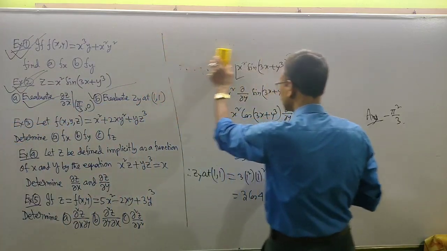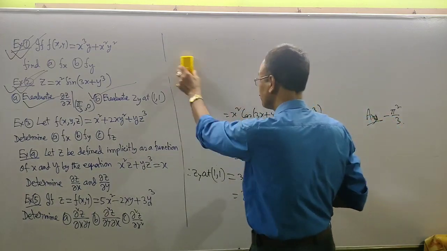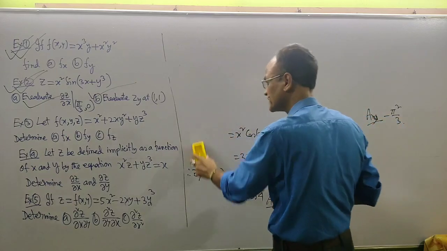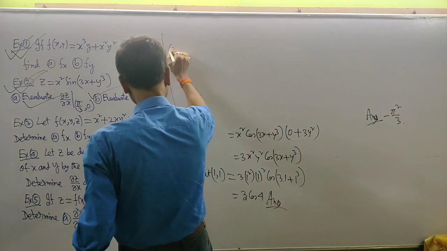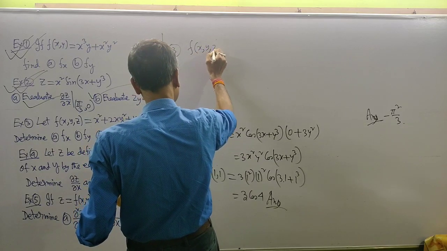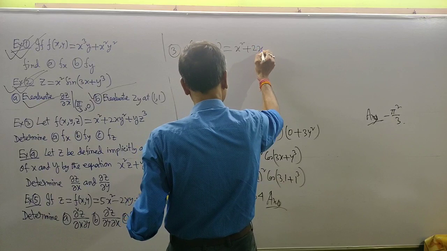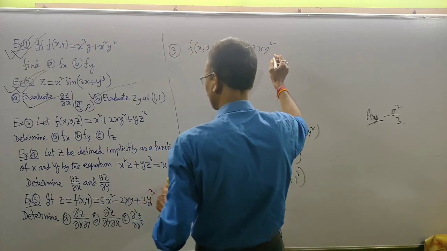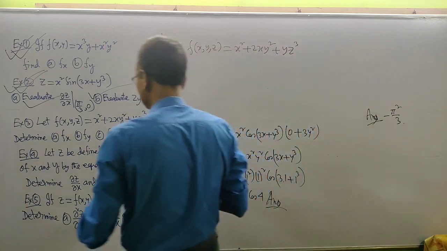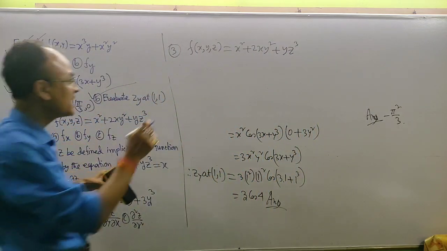Now come to question number 3. F of xyz equal to x square plus twice x y square plus yz cube. We have to determine fx, fy, fz.